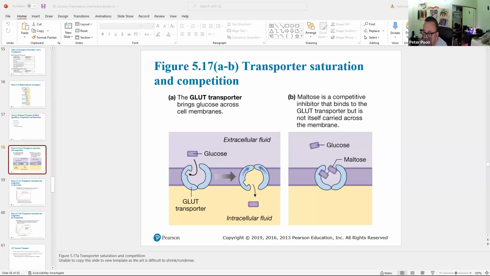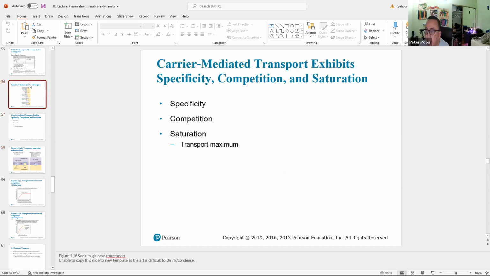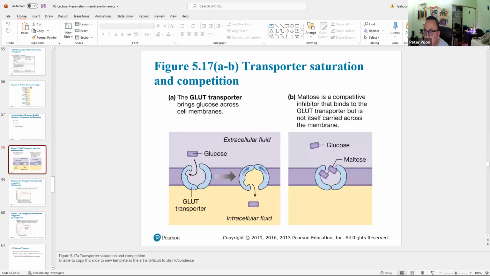So I believe I ended at the GLUT transporter and how it works, bringing things in. You'll learn more about the GLUT transporter when it comes to exercise and also diabetes and stuff. So let's talk more.